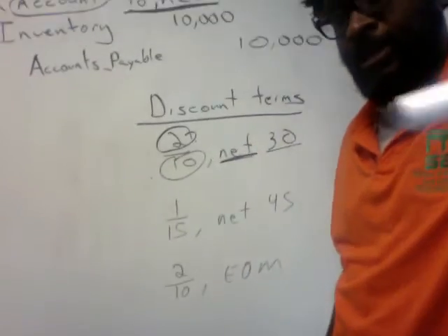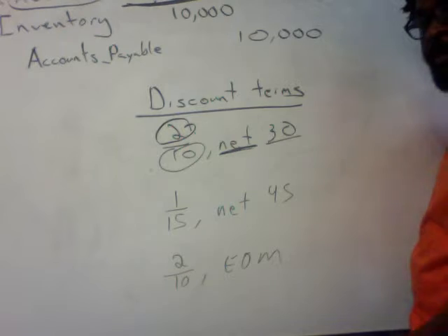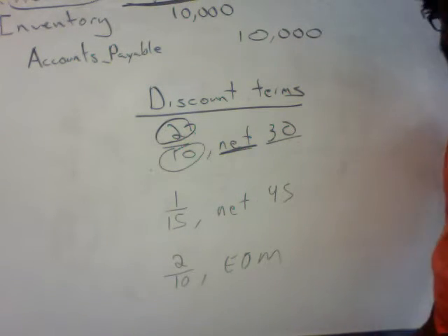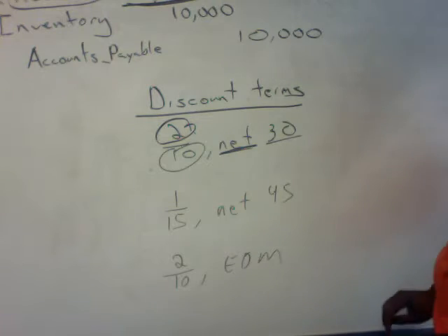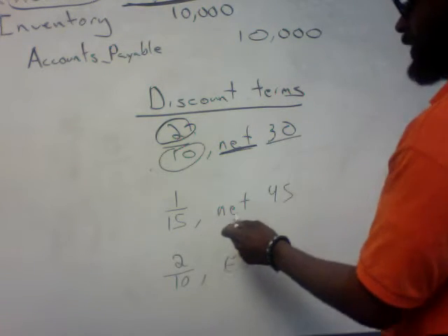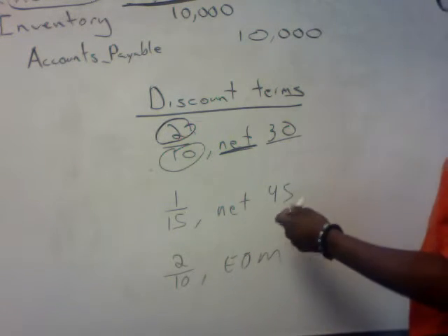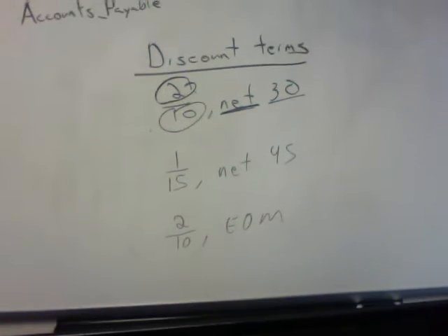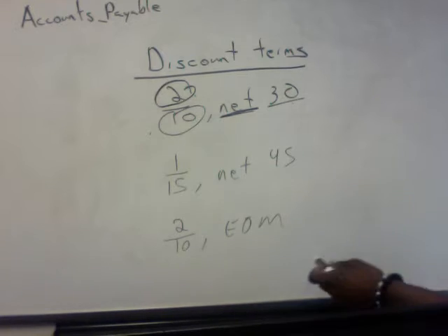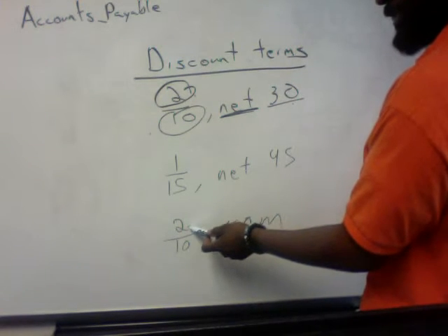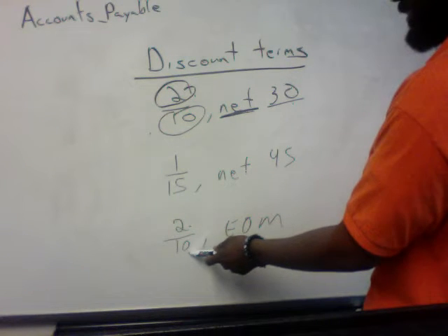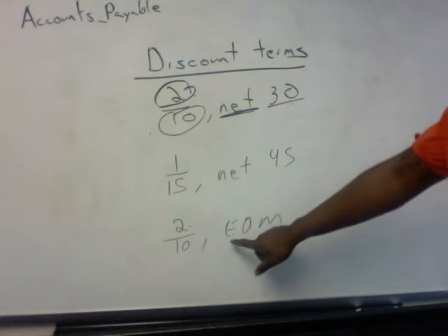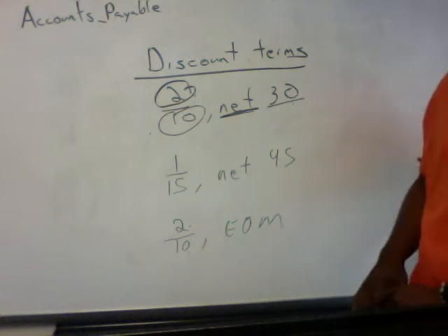How would this one be? Same way. 1% discount if you pay within 15 days of the sale. Or you would have to pay what? The entire amount within 45 days. And last but not least, you get a 2% discount if you pay within 10 days of the sale. Or you have to pay the entire amount at the end of the month.